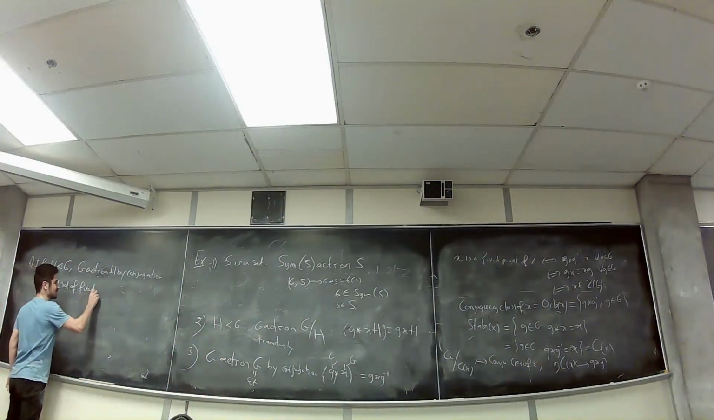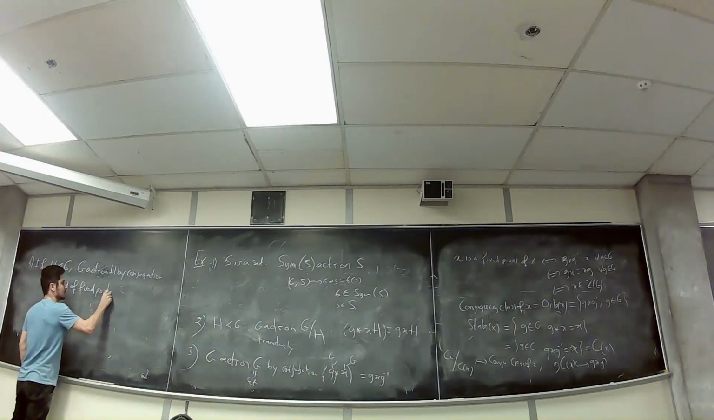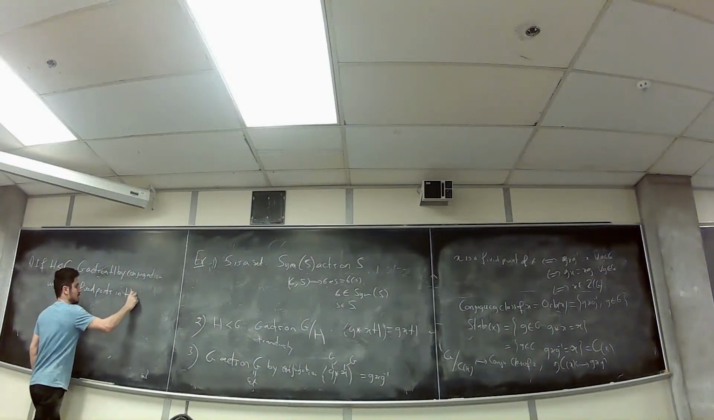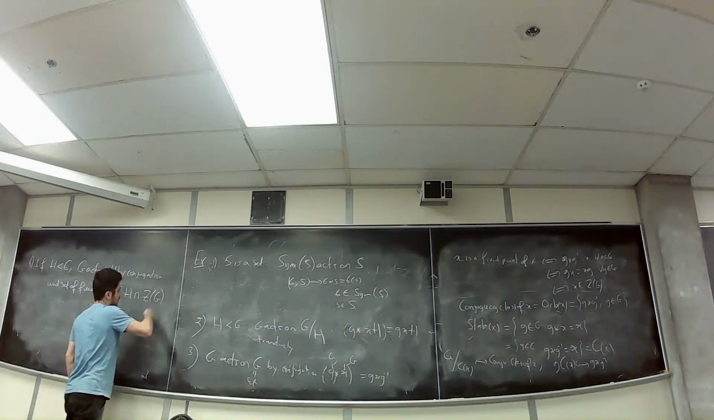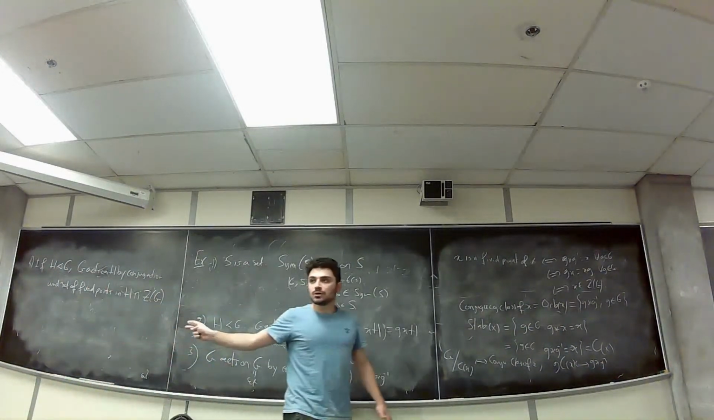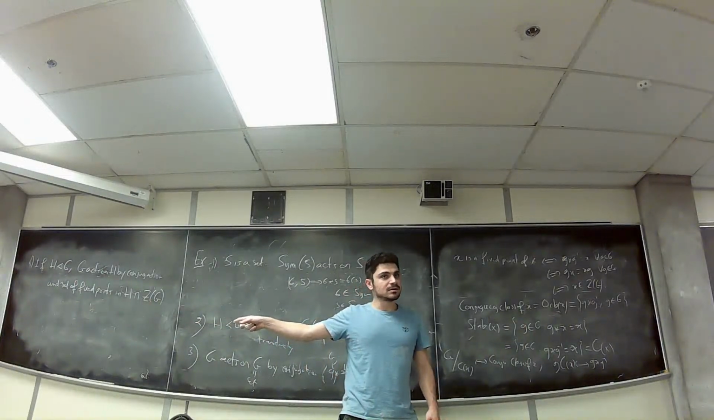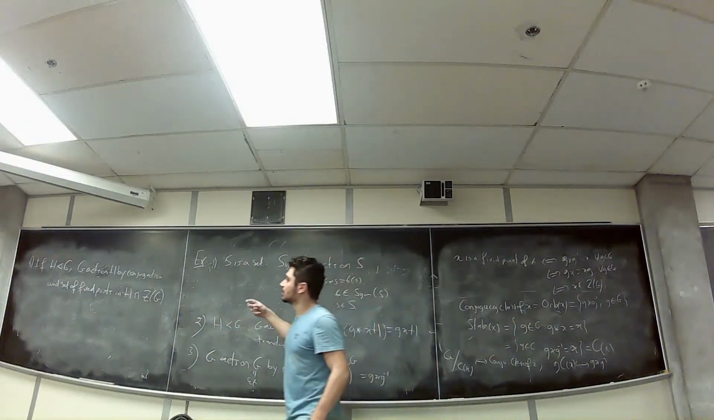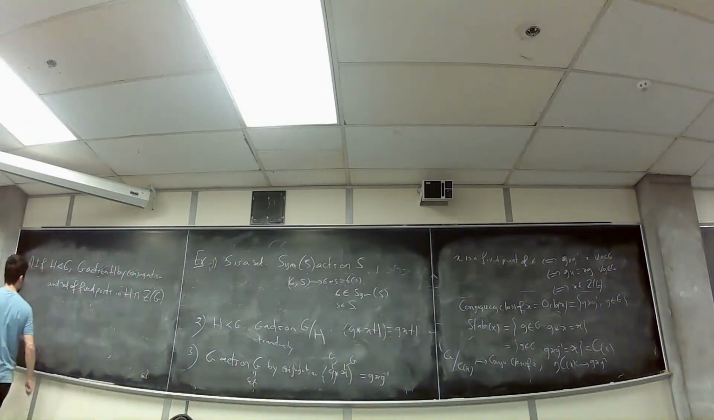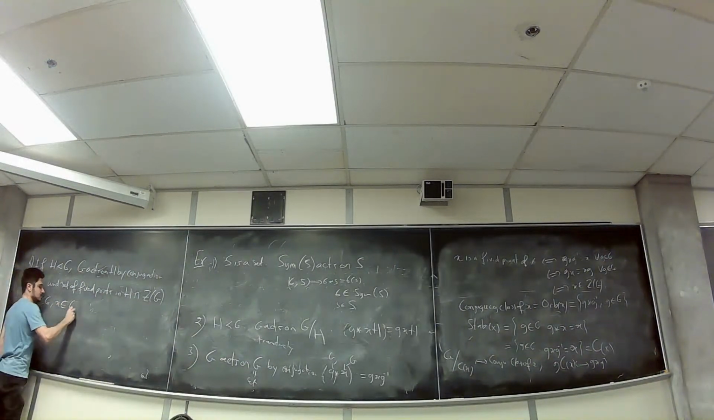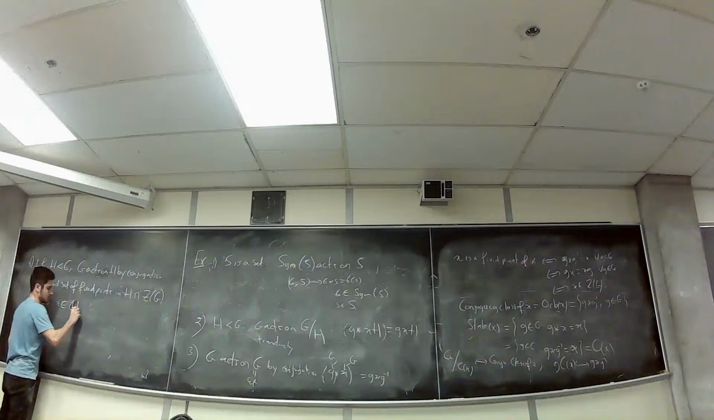The set of fixed points is H intersection Z(G). Do you want me to rederive this, or do you want me to do this again? I can do that again. I've done it before, but that's okay. It's the same as this. So first of all, let g be in G and x be in H.